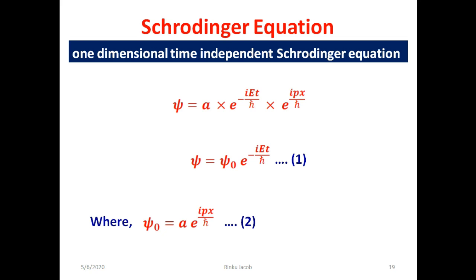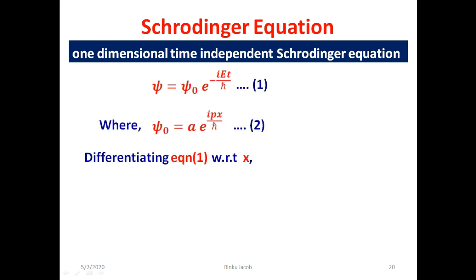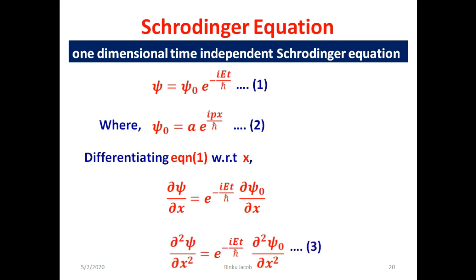That is equation 2. Now we differentiate equation 1, that is the modified wave function, with respect to the position coordinate x. That is ∂ψ/∂x equal to exponential minus iEt/ħ into ∂ψ0/∂x. Differentiating again, that is for the second time, we will be getting ∂²ψ/∂x² equal to e raised to minus iEt/ħ into ∂²ψ0/∂x².